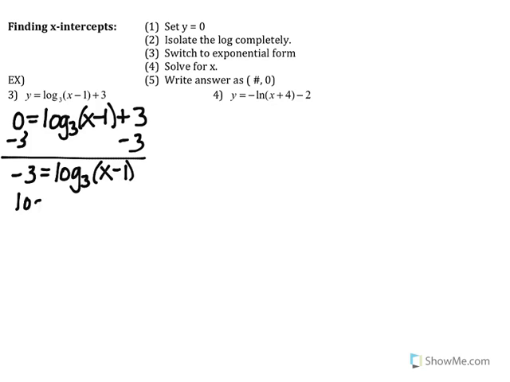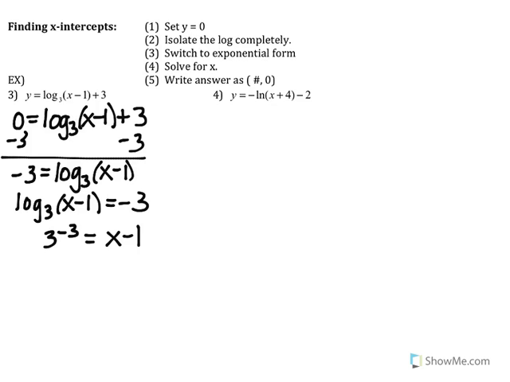Now you're not used to seeing it this way because in most of the problems I did, the log was on the left, so I'm just going to switch the order just to make it easier to see. And to solve an equation like this, you're just going to switch it to exponential form. 3 to the negative 3 equals x minus 1. Calculate that and add the 1.